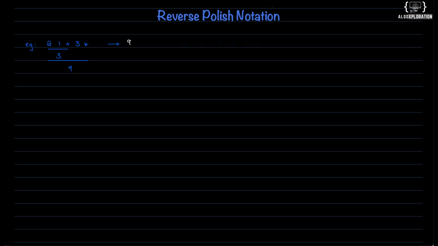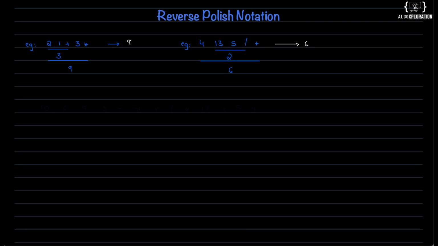Okay, let me take one more example. So as I told you, we need to keep scanning. Now when I get this division, I need to take the previous two elements, which are 13 and 5, and find the division of this. So 13 by 5 is nothing but 2. Here we are taking only the integer part, and now we don't need this 13, 5 and division. It has been replaced with 2. Now here there is a plus, right? So take the previous two elements, which are 4 and 2. So we need to do 4 plus 2, that will be 6. So the result of this whole expression is 6.